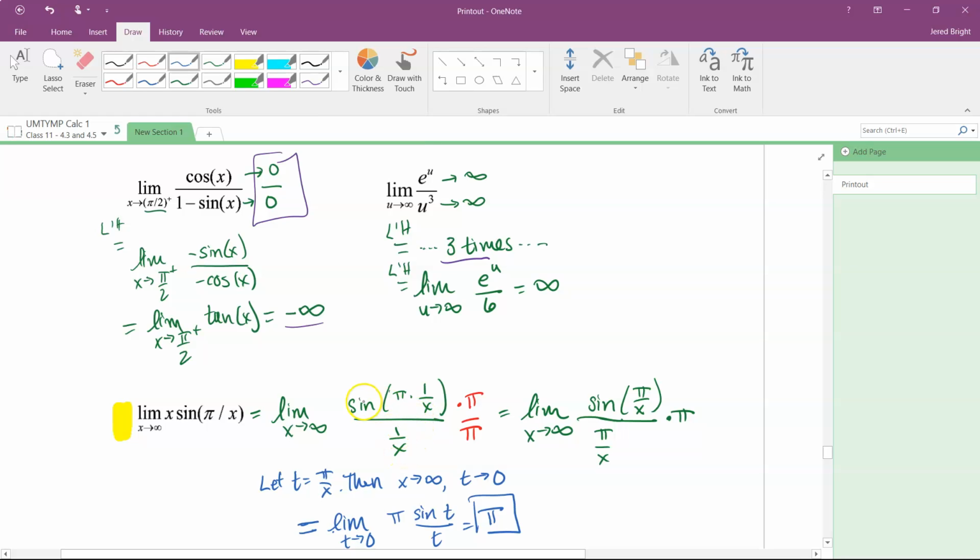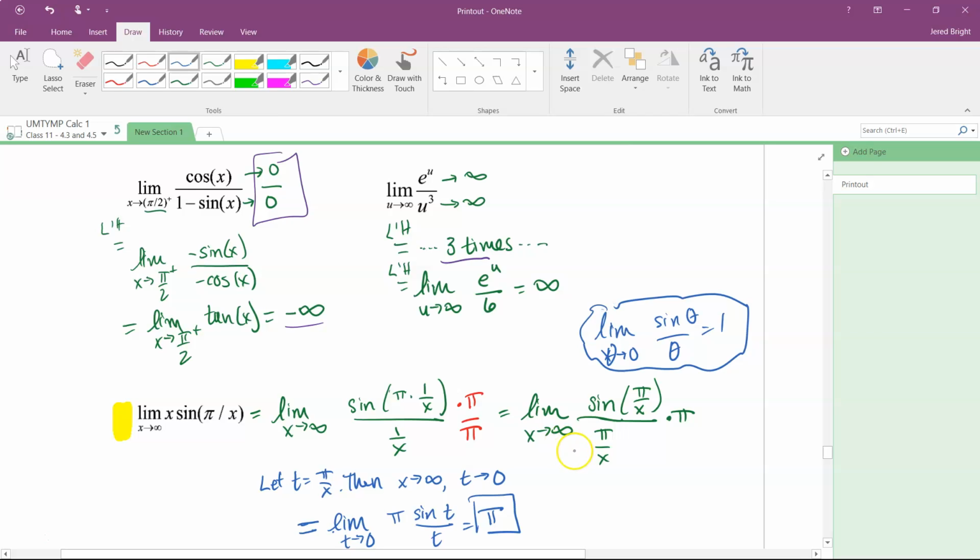And then in this form, I recognize, okay, I have sine of something over 1 over x, and that 1 over x appears inside sine. But I remember that there's that limit property, limit as theta approaches 0 of sine of theta over theta, that's equal to 1. So that was the idea that I was trying to use, okay?